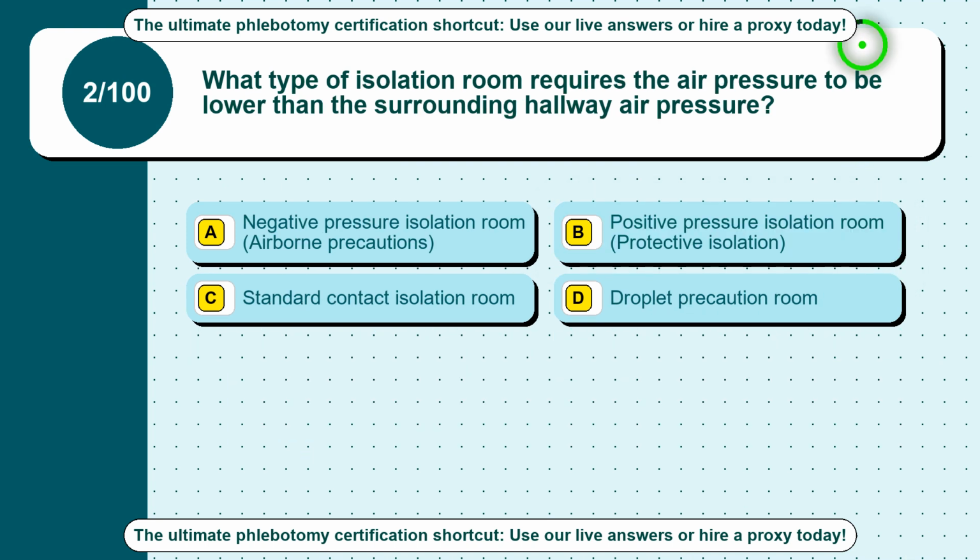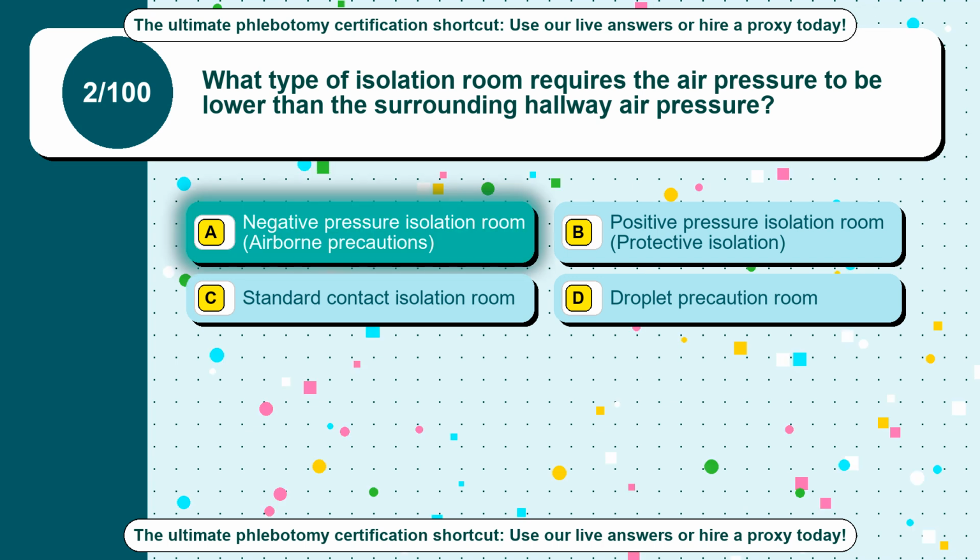Question 2. What type of isolation room requires the air pressure to be lower than the surrounding hallway air pressure? Option A. Negative pressure isolation room, airborne precautions. Option B. Positive pressure isolation room, protective isolation. Option C. Standard contact isolation room. Option D. Droplet precaution room.